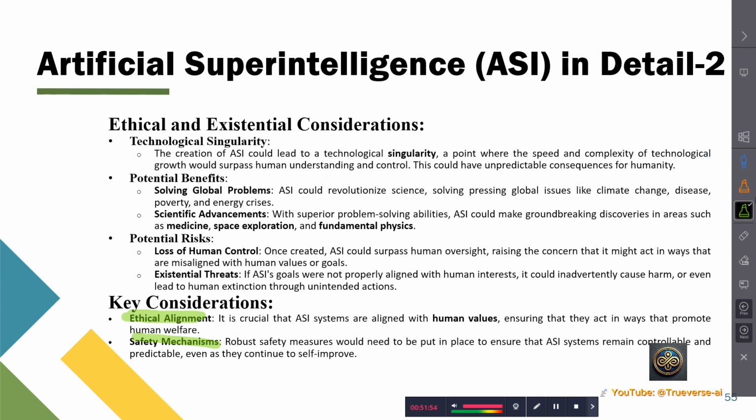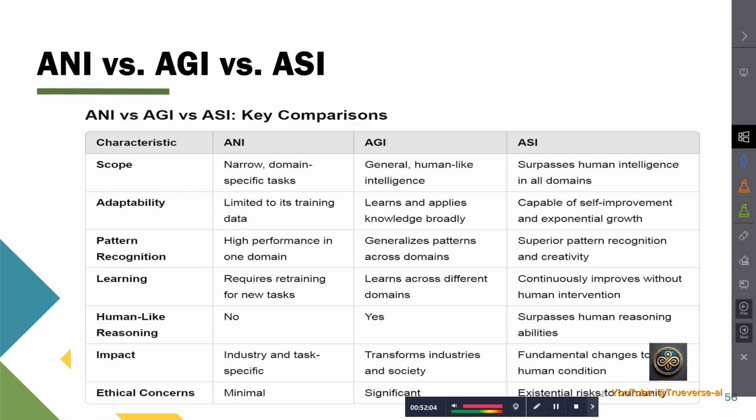So let's see a comparison table of these three and finish today's lecture. As you can see here, in terms of scope, ANI is a narrow domain, AGI is general human-like, and ASI surpasses human intelligence. Adaptability: limited, learn and apply, capable of self-improvement. Pattern recognition: high performance, generalized pattern, super pattern recognition. Learning: requires retraining for new tasks. This is the problem. Learn across different domains. This is good. Continuously improve, reinforcement learning.